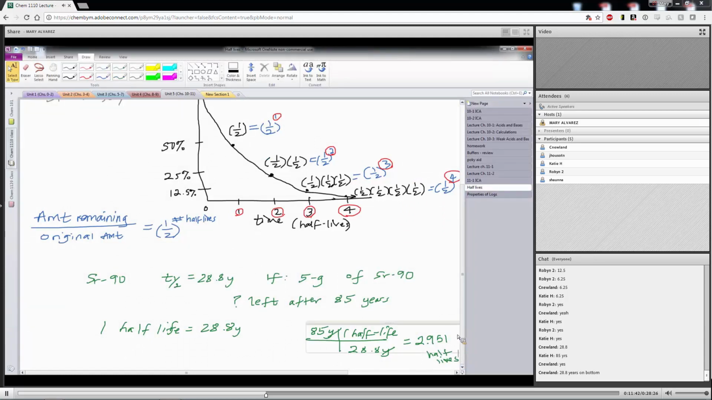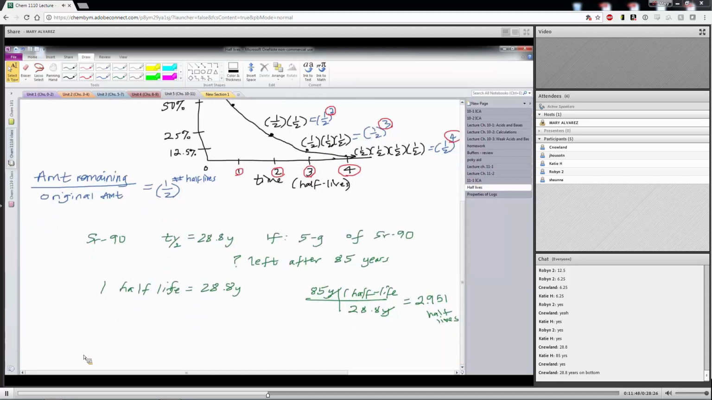Okay, I think I have all the pieces I need to plug this into my original equation. So my amount remaining, that's what I'm asking for. How much is left? That's x, divided by my original amount, which was, what's my original amount? 5 grams. Good. That's going to be equal to 1/2 raised to the number of half-lives, which I just calculated to be 2.951.